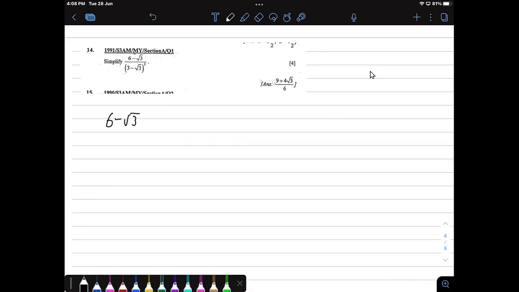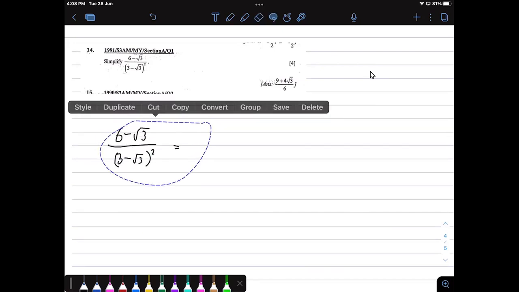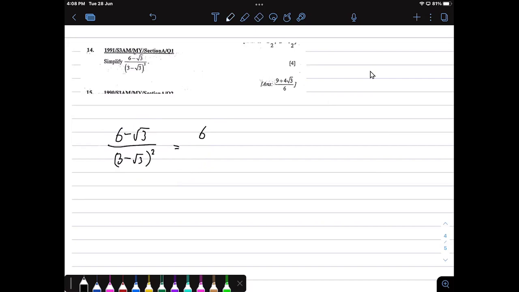Okay, simplify (6 minus root 3) over (3 minus square root 3) bracket squared equals to what? First thing you notice is that there's a square here. So there's a few ways that you can tackle this. Let me show you the first way. First way is just expand the denominator.